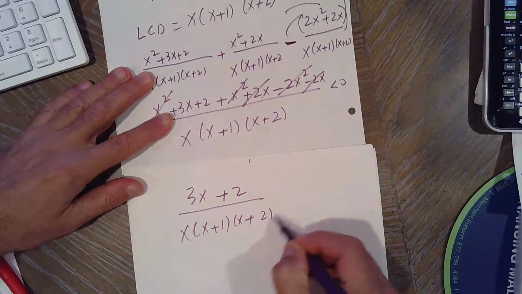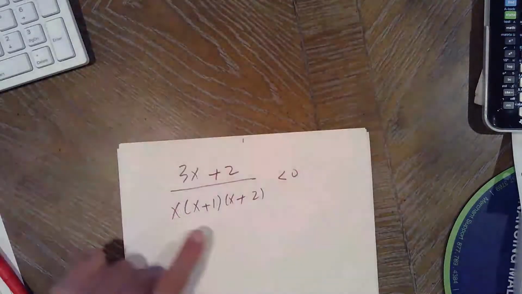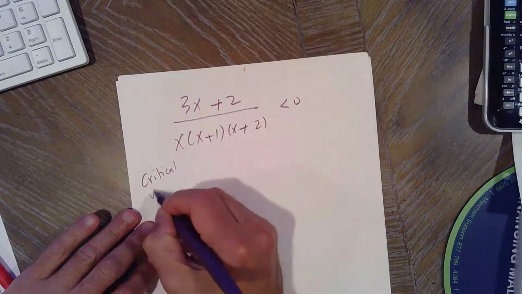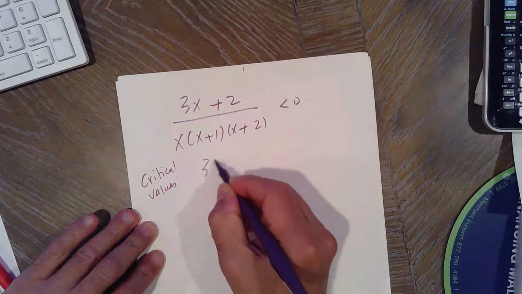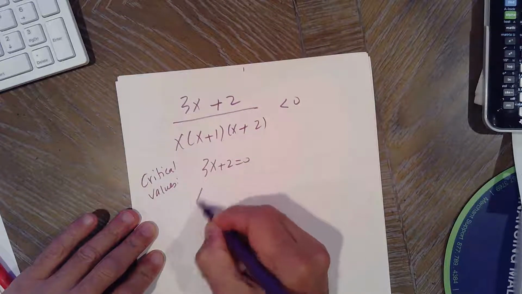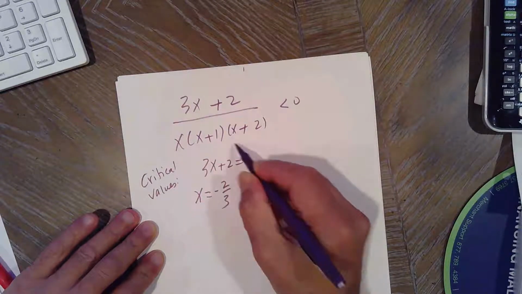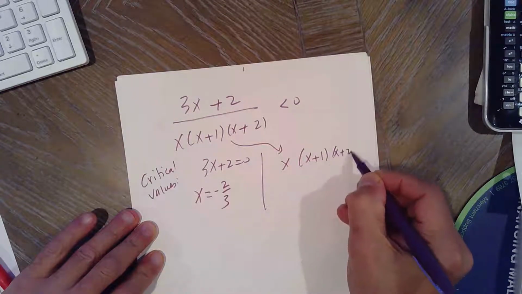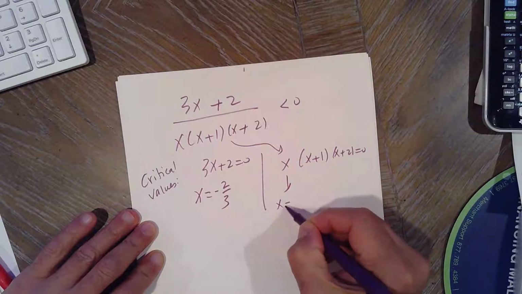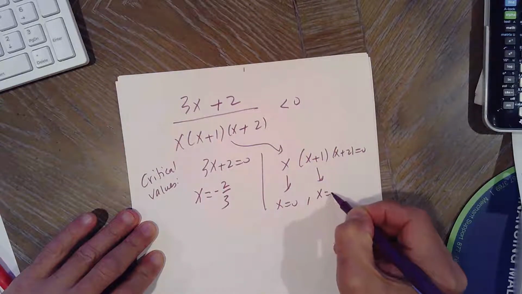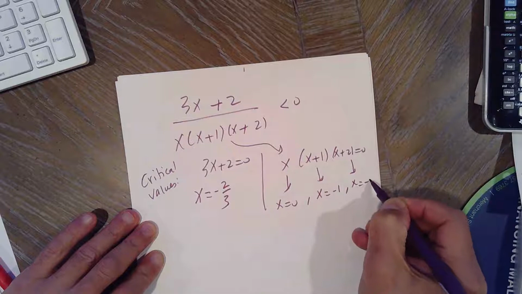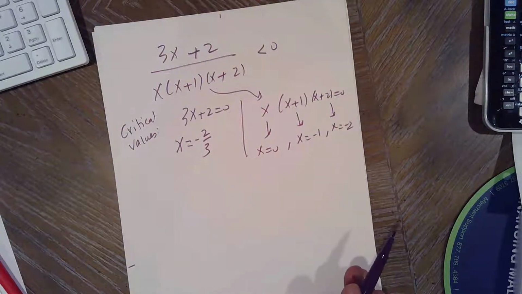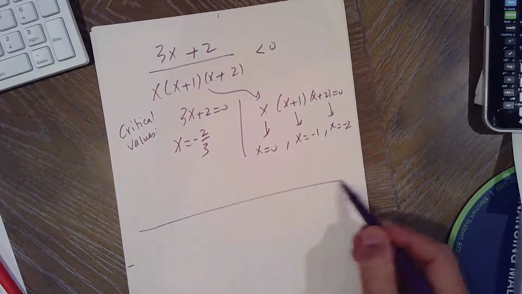Now we're ready to do the critical values since we have one fraction and 0. So critical values: 3x plus 2 equals 0, x equals -2/3, and on the bottom, x plus 1, x plus 2 equals 0, so x equals 0, that's a critical value, -1 and -2. So we have 4 critical values. And all of them appear one time, an odd number of times, so we can do the alternating method.